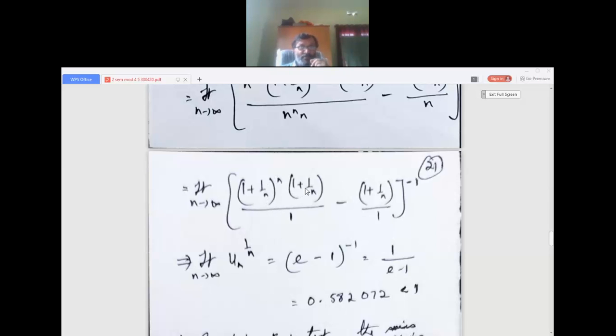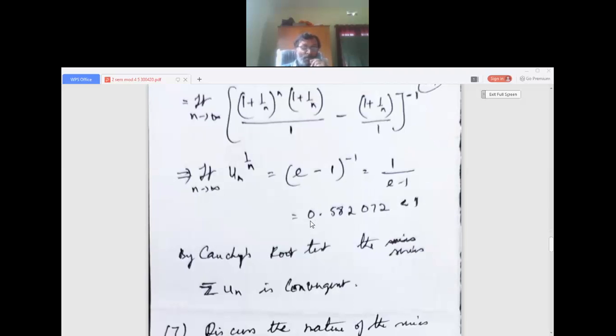And limit n tends to infinity, 1 by infinity is 0. So 1 by 1 is 1, this is e. So e minus. Here again limit n tends to infinity, 1 by infinity is 0. So 1 by 1, 1, power minus 1. This will be nothing but 1 by (e minus 1). We can find out from the calculator what it is. Use your calculators here, and we get 0.58207. E value is in between 2 and 3. So totally it is less than 1.